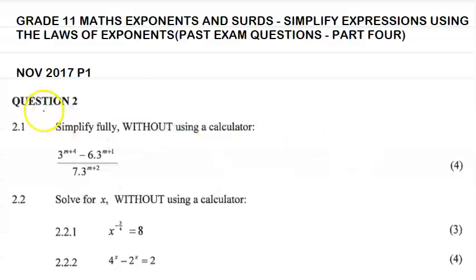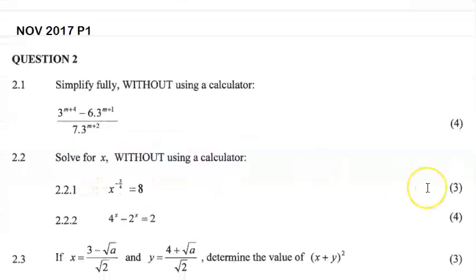So the first question here in the 2017 paper 1, actually it's question 2.1, is on exponents, simplifying this expression. We have 3 to the m plus 4 minus 6 times 3 to the m plus 1, all over 7 times 3 to the m plus 2. So we can simplify it as follows. Normally what we do is we write 3 to the m times 3 to the 4 as separate terms so that we can factorize, because you have two terms in your numerator, so you have to factorize in order to simplify.